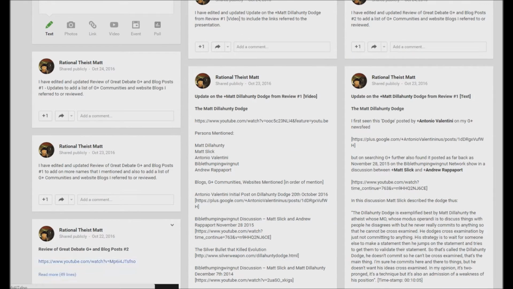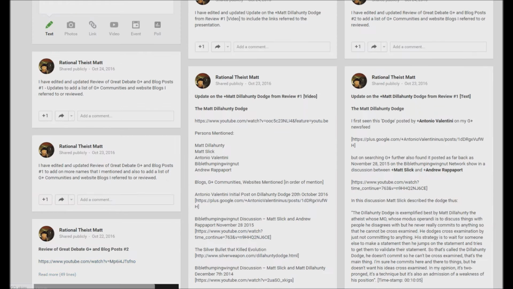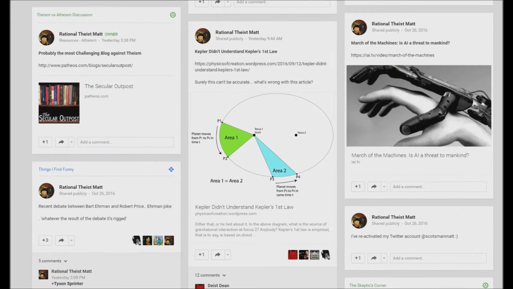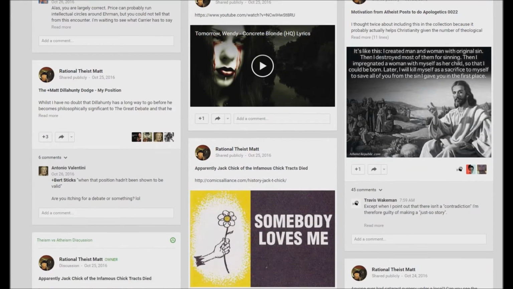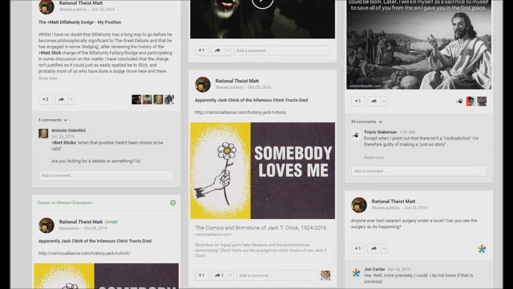And just a very brief summary. First of all, my conclusion is that I don't think there's a justification for speaking about the Matt Dillahunty dodge. I think he doesn't dodge any more than any other weak atheist. There's an element of perceived dodging for any weak atheist, because by definition they're not taking a position, which is the very definition of the Dillahunty dodge by Matt Slick.